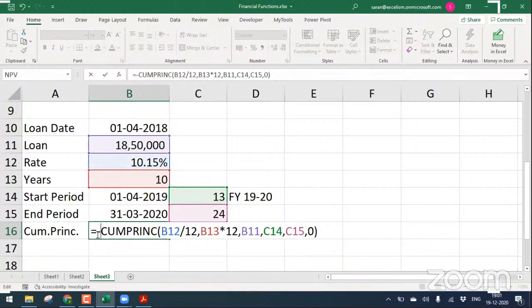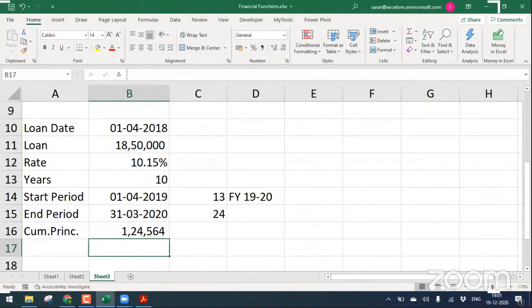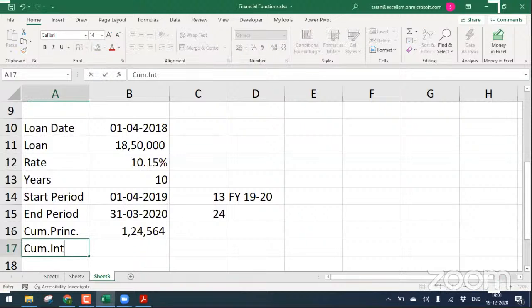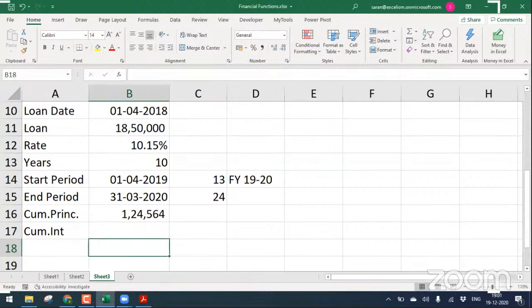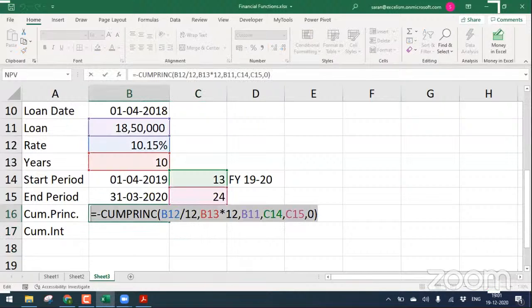I hope you all know the concept of minus. When this is positive, your cumulative principal will become negative. When this is negative, this becomes positive. I want both to be positive, so I started with minus, right? Cumulative interest. Then I can obviously take this cumulative principal under section 80C. Then cumulative interest under section 24.